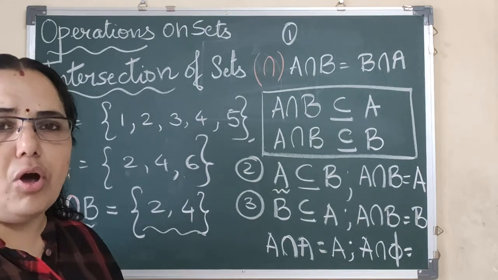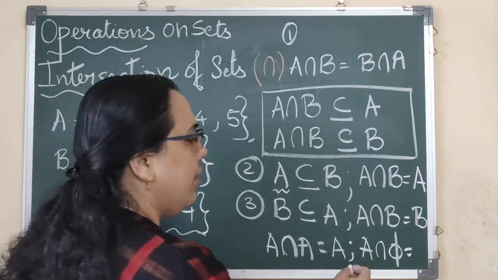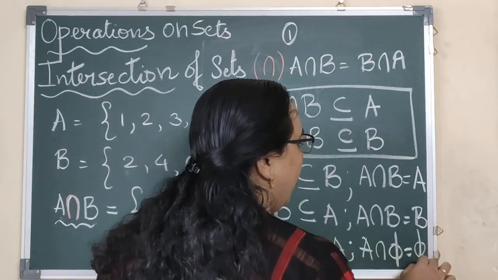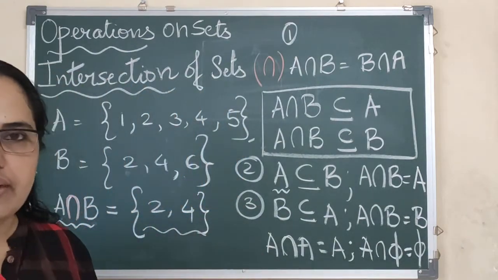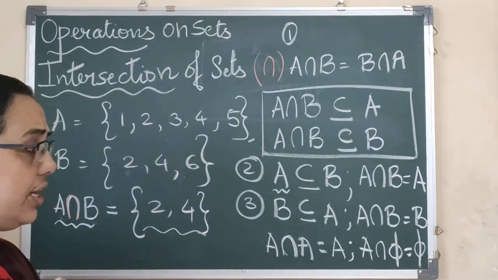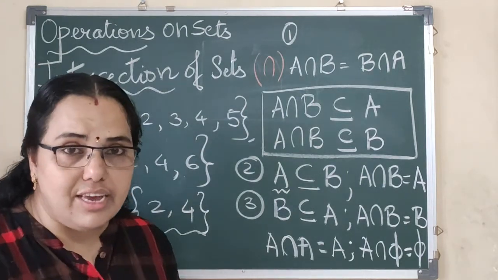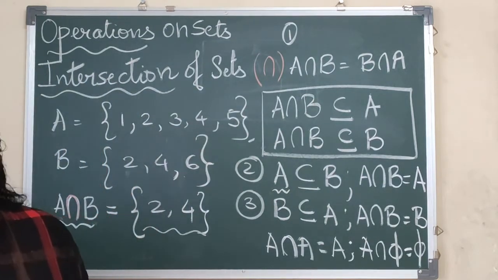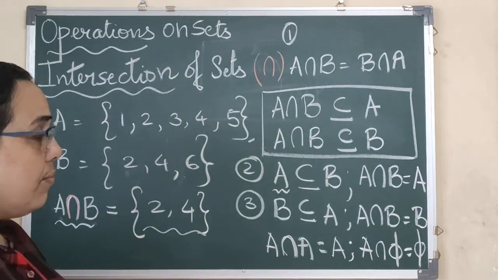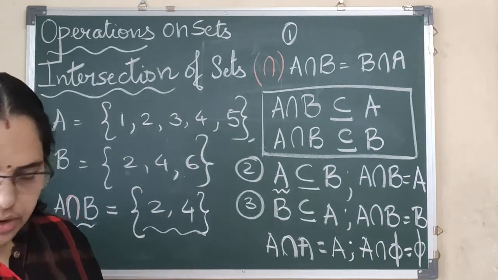Yes, empty is smaller because there is nothing. So whenever it is intersection, the answer will always be the smaller set. Is that very clear? So A intersection empty is empty. A intersection A is A itself. So make note of all this. This is there in your properties on page number 12.